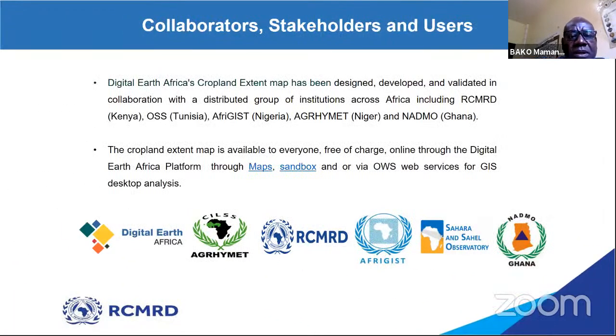In terms of the implementing partners involved in this initiative, you have RCMRD, OSS based in Tunisia, Afrigis based in Nigeria, Agreement in Niger, and Nadamo in Ghana. All the products are available to everyone free of charge online through the Digital Africa platform, the Maps Sandbox, or via open web services for GIS desktop analysis.